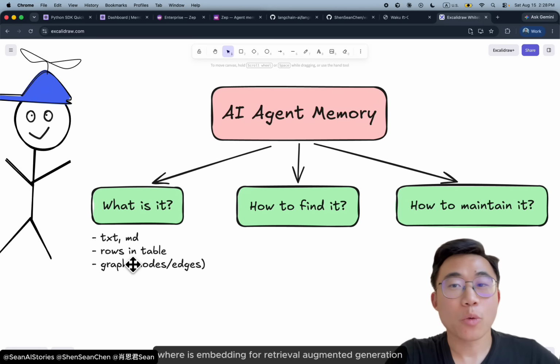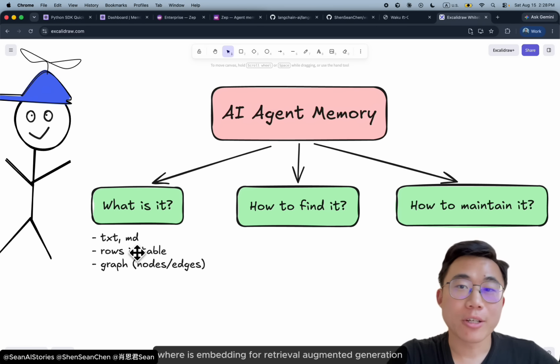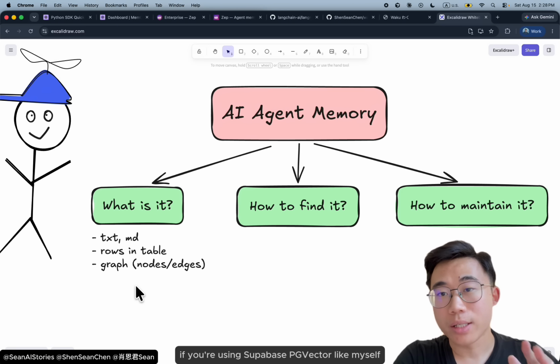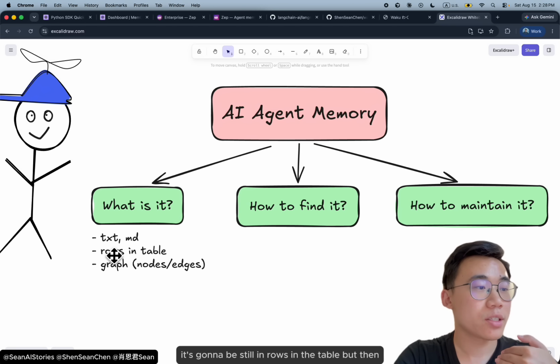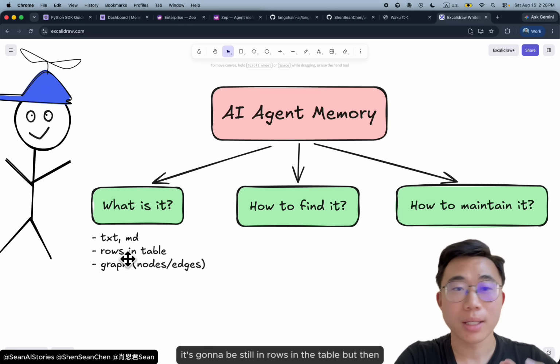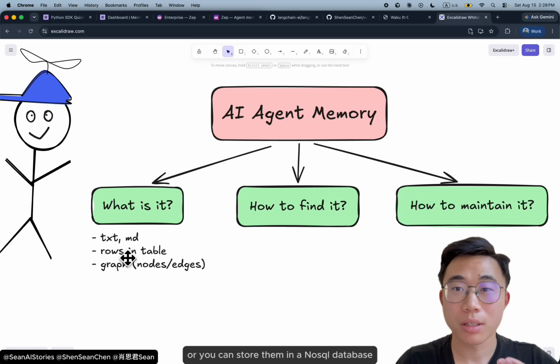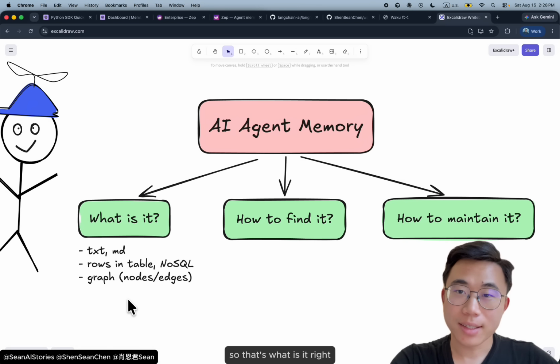But people might be asking, where's embedding for retrieval augmented generation? It depends on what vector stores you're using. If you're using Supabase PGVector, like myself, it's still going to be rows in a table, but some of the columns are going to be vectors, or you can store them in a NoSQL database. So that's what it is, right?